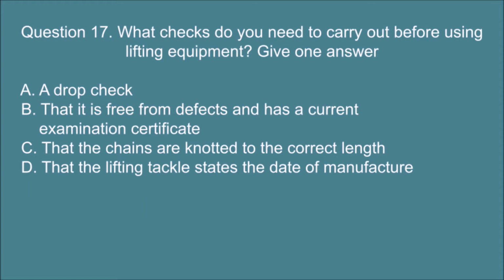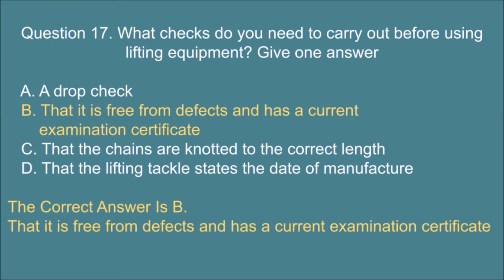Question 17. What checks do you need to carry out before using lifting equipment? Give one answer. A. A drop check. B. That it is free from defects and has a current examination certificate. C. That the chains are knotted to the correct length. D. That the lifting tackle states the date of manufacture. The correct answer is B. That it is free from defects and has a current examination certificate.